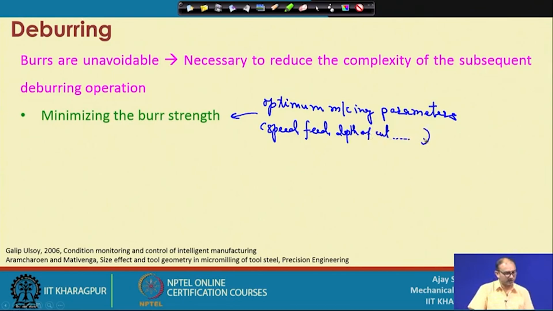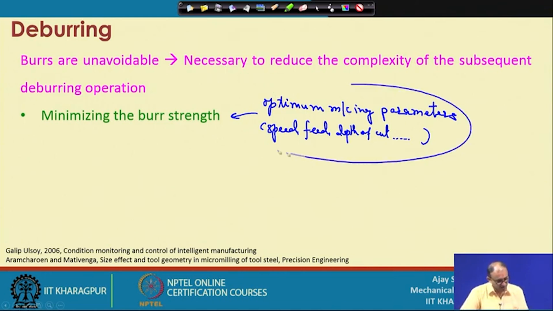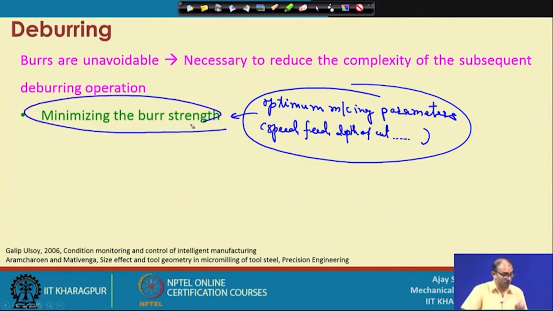There are many auxiliary factors: whether you are using coolant or not, how many flutes the cutter has, whether it is a 2 flute cutter or a 4 flute cutter, and what the machine specification is. Those things also play an important role. But mostly, if you maintain these 3 parameters, you can actually minimize the burr formation.